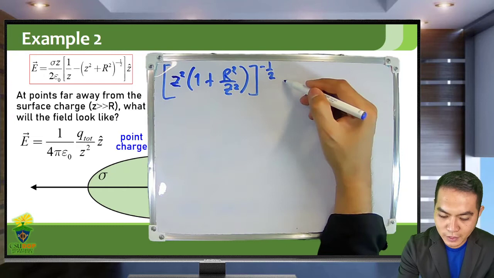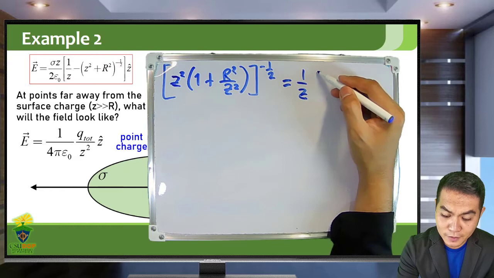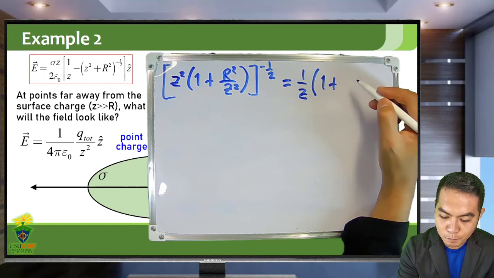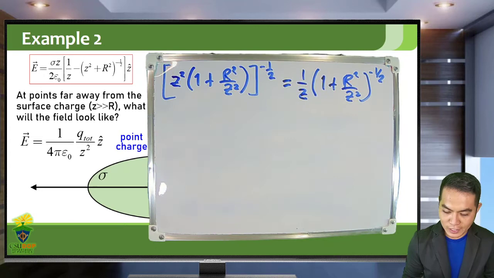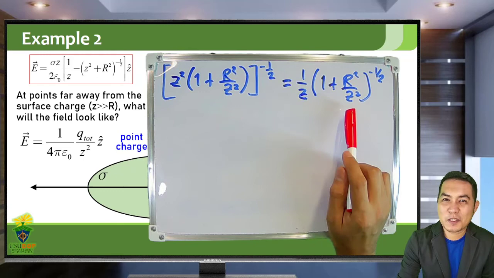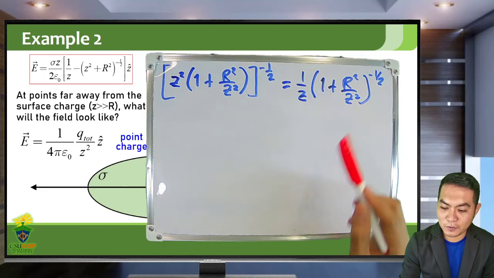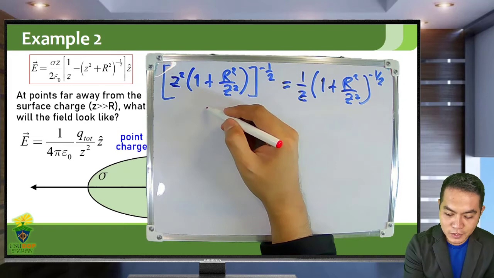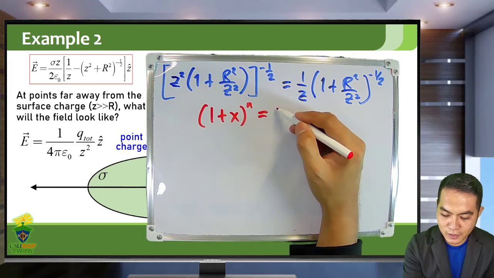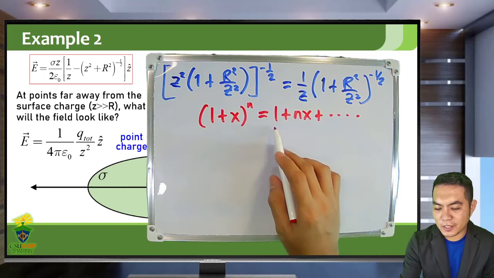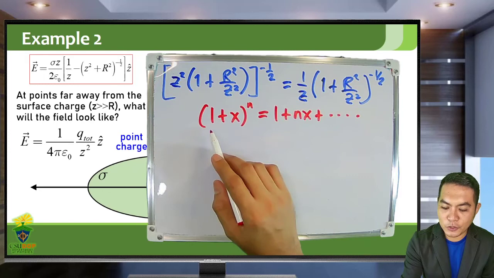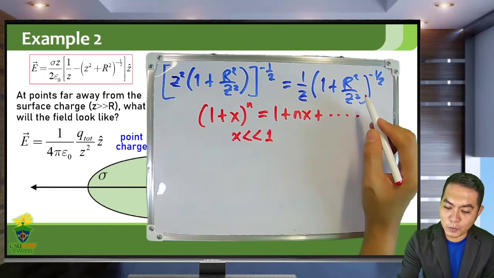So z squared to the power of negative 1/2 is just 1 over z. And then you will have 1 plus r squared over z squared to the power of negative 1/2. Now, the second term here, r squared over z squared, is a very small number, since z is very large as compared to r. So we can invoke binomial expansion, which is just 1 plus x to the power of n is approximately 1 plus nx plus dot dot dot. We just need to expand to our first few terms. You can use binomial expansion if the assumption is x is very much less than 1, which is the case here. This is very small. It's very much less than 1.